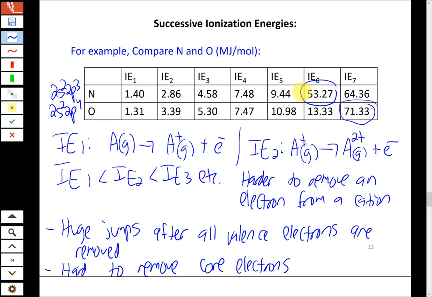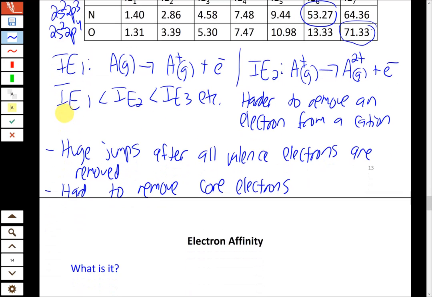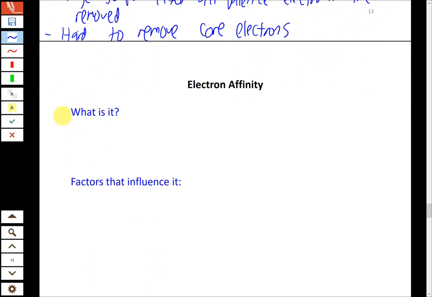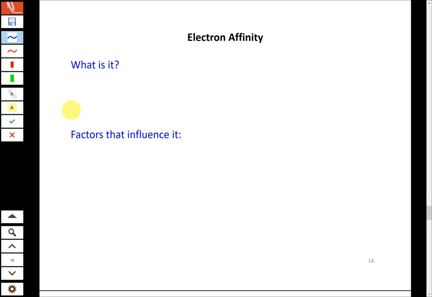All right, we're going to keep moving because I'm a little behind, but we should be able to finish just about everything today. The last concept we want to talk about periodic trends for is electron affinity. And in some sense, electron affinity is not really the opposite, but it can be thought of as the opposite of ionization energy. So it's going to be the energy change associated with adding an electron to an atom, in other words, for forming an anion.